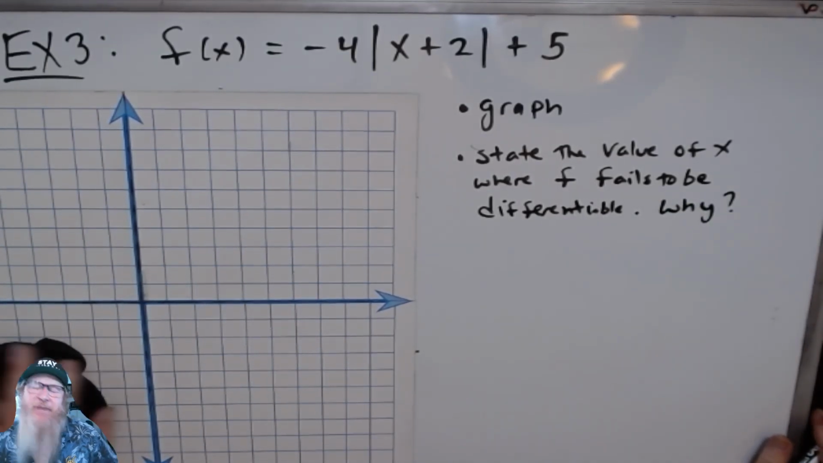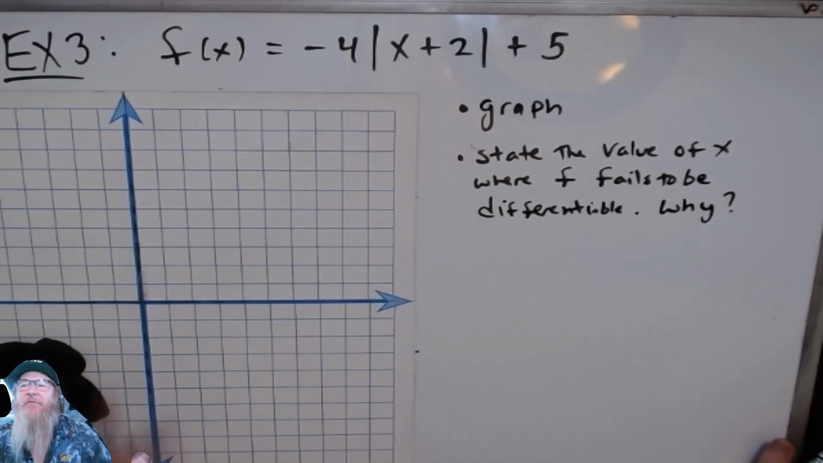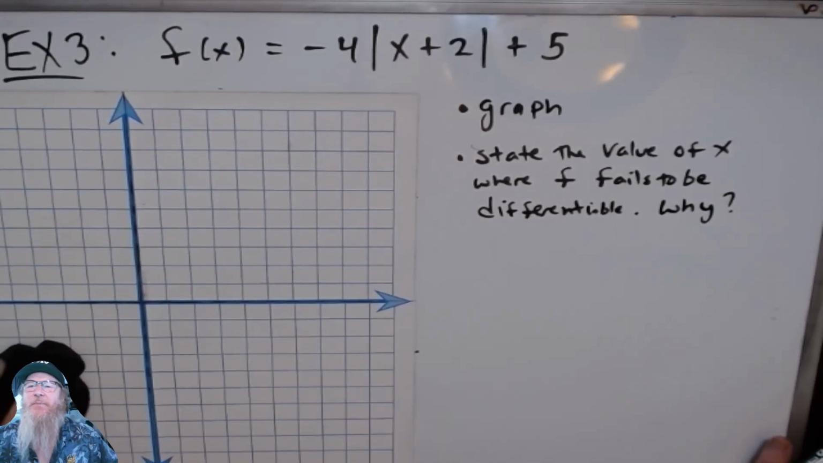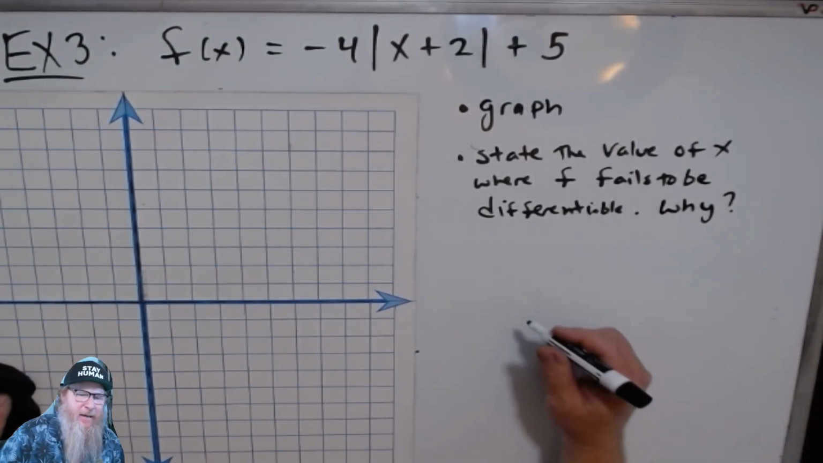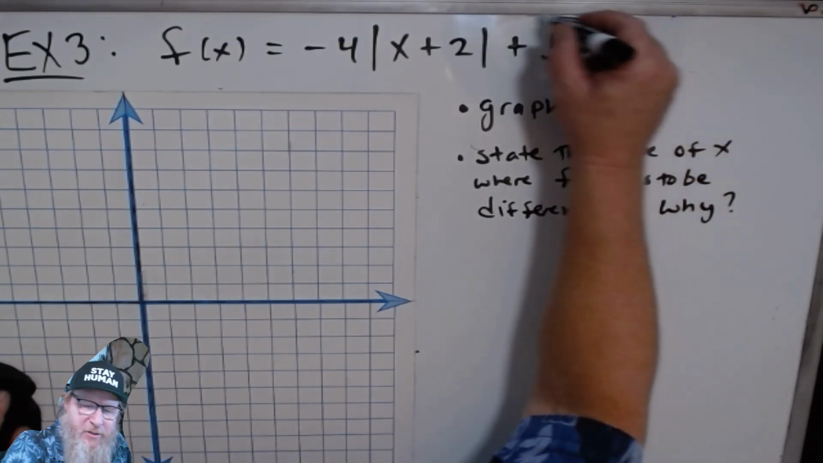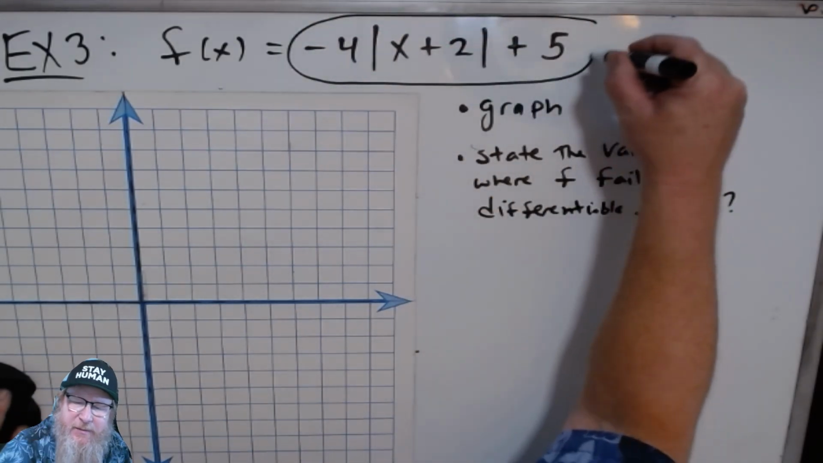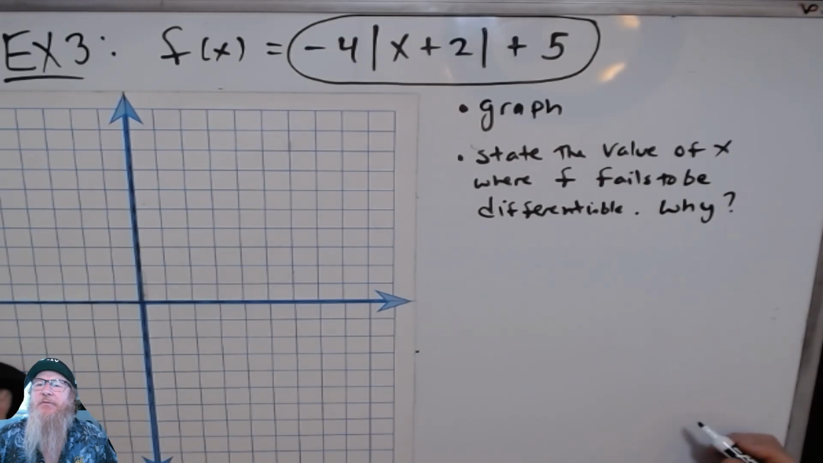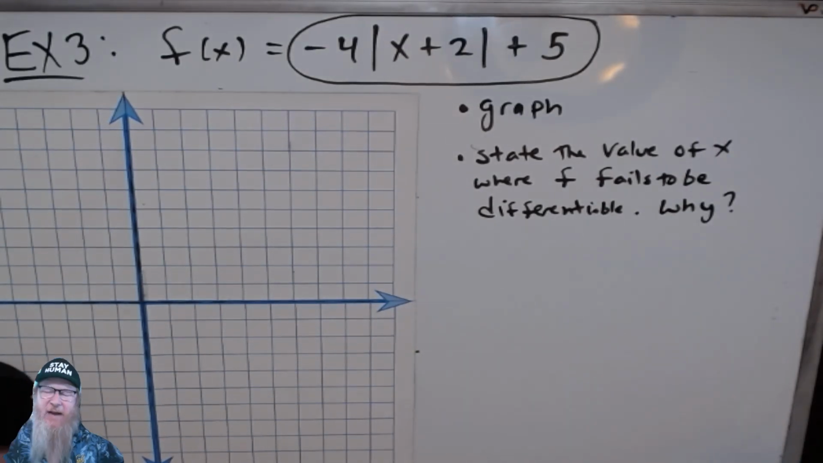All right, so I'm kind of giving it away. It's an absolute value function, so it's going to fail to be differentiable somewhere. So what are we going to do? We're going to plot this function. It's absolute value. Let's find the corner.